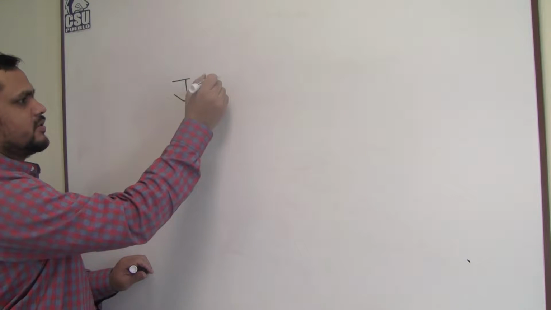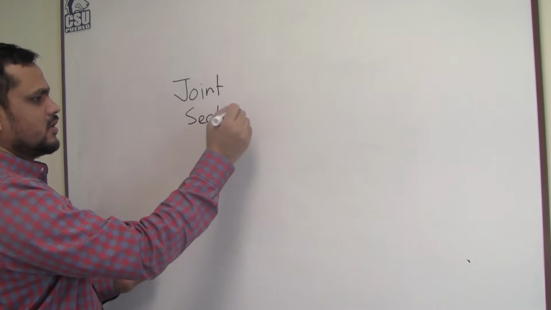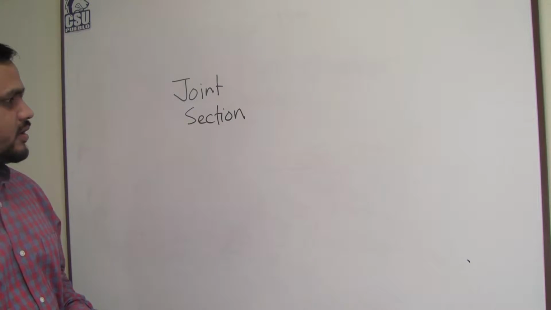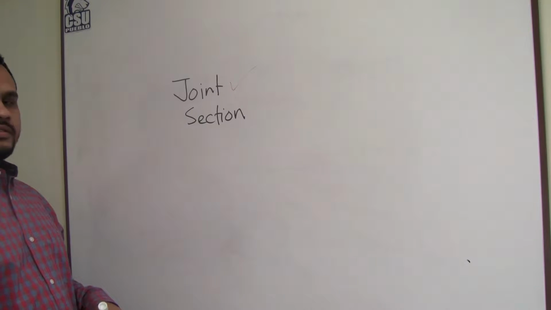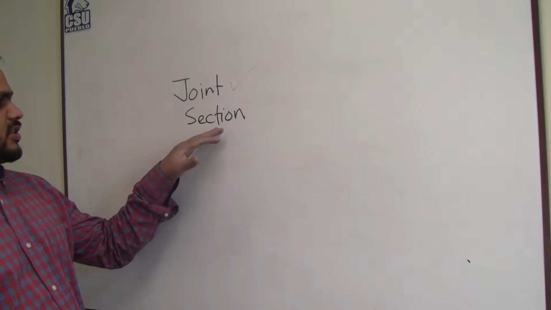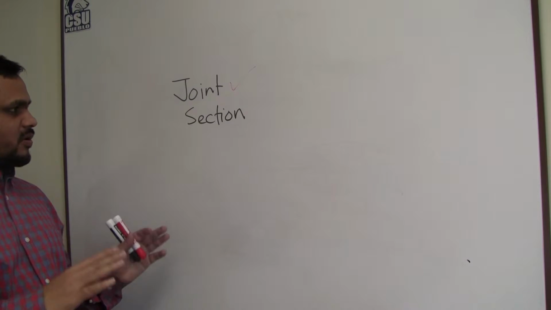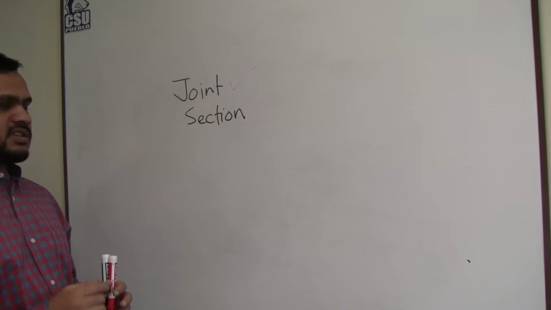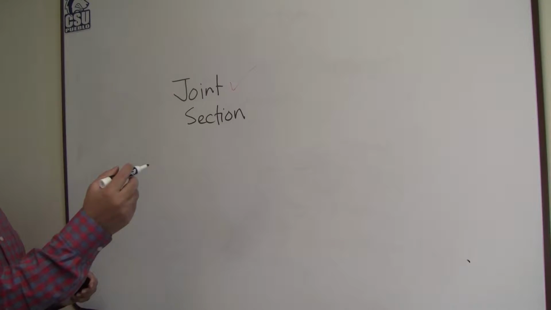Join method and section method. Now I know that join method is a very easy method, but it is time consuming sometimes. Section method is very effective for complex trusses, or to jump to a member. Let us see one example.